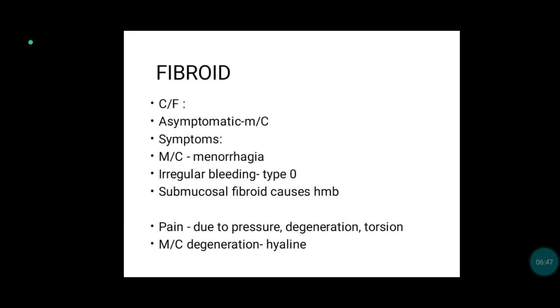To recall, the causes for heavy menstrual bleeding in fibroid are: first, abnormal vasculature; next, impaired endometrial hemostasis; next, altered myometrial contractility; and next, molecular dysregulation of the angiogenic factors. So which fibroid most commonly causes HMB? The answer is submucosal fibroid. Submucosal fibroid is the most common type of fibroid which will cause heavy menstrual bleed, and the most symptomatic fibroid is also submucosal fibroid.